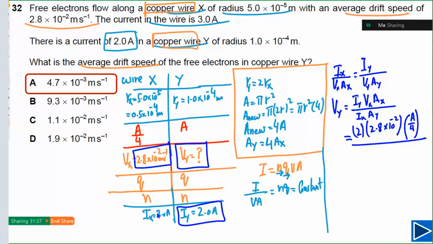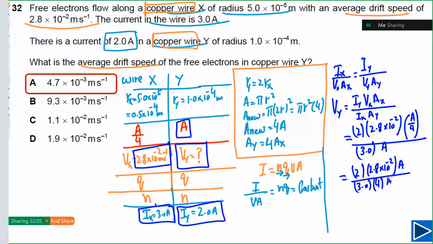Ix is given. This value of Ix is given, so you can write down the value of Ix. And Ay is equal to A, so we can write down A here. We can further simplify. We can say this is 2 times 2.8 times 10 to negative 2 multiplied by A, and this is divided by 3.0 times 4 times A.